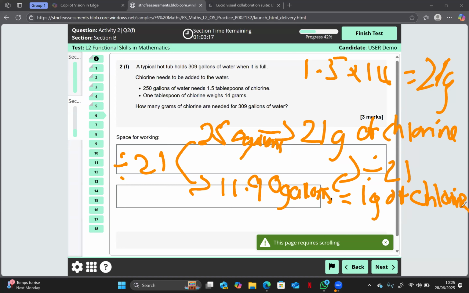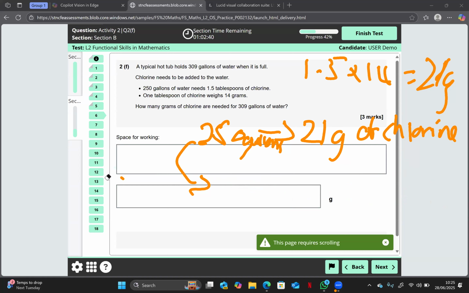So all we can do is divide by 250, multiplied by 309. Actually, we'll do it another way. Sorry.